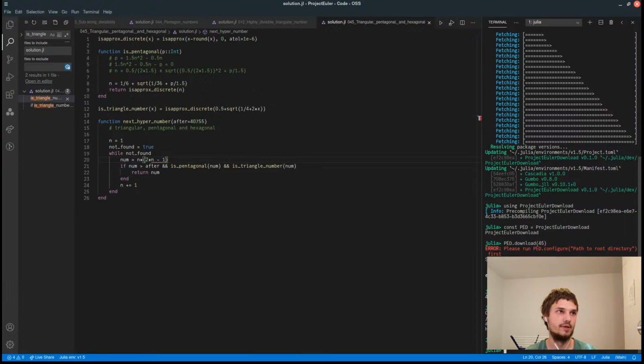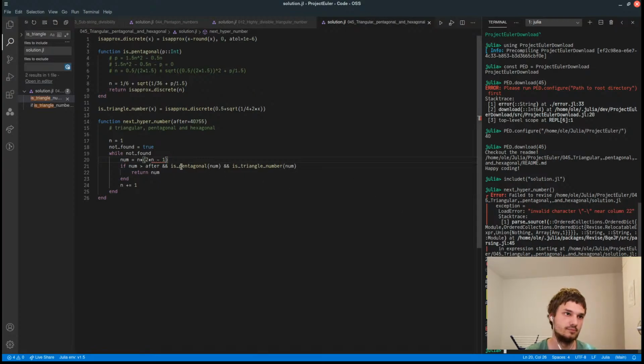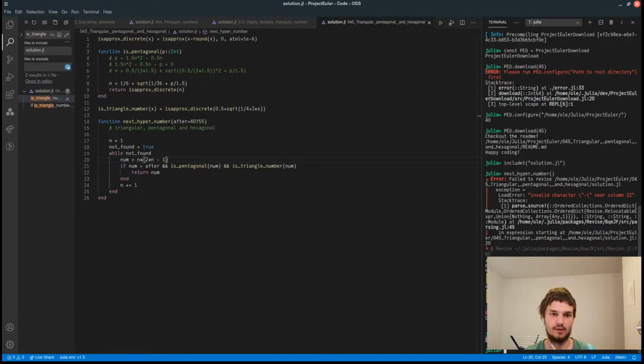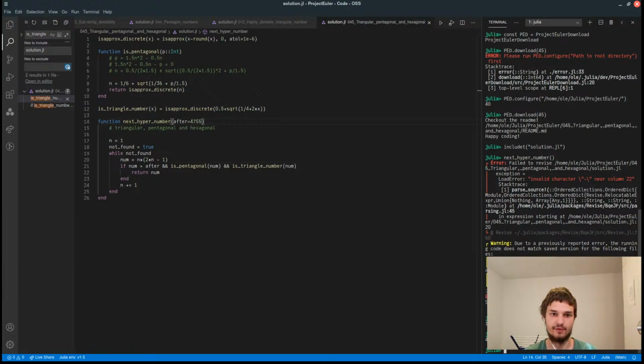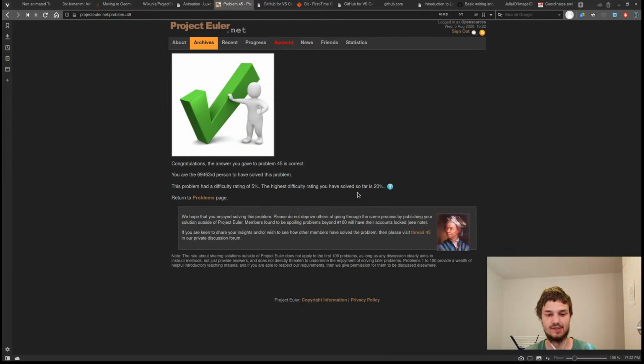Yeah, I really don't know what's happening here. Next hypernumber. Oh, it was a weird minus sign. Okay. Okay, maybe we want to just verify whether it finds the first one. It does. So this is probably the correct solution. And it takes a while, which, as mentioned before, is a good sign.